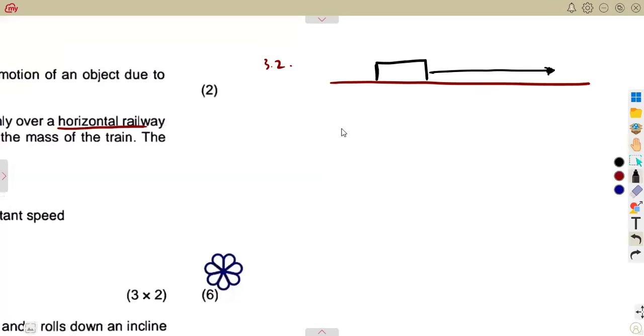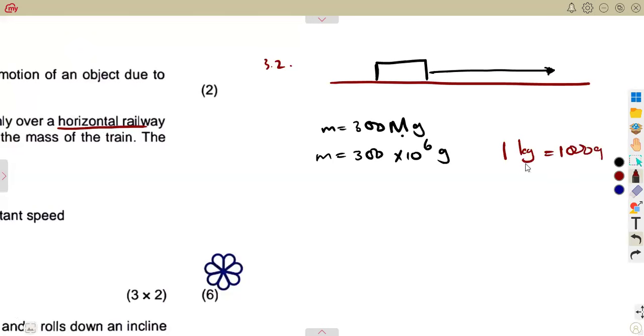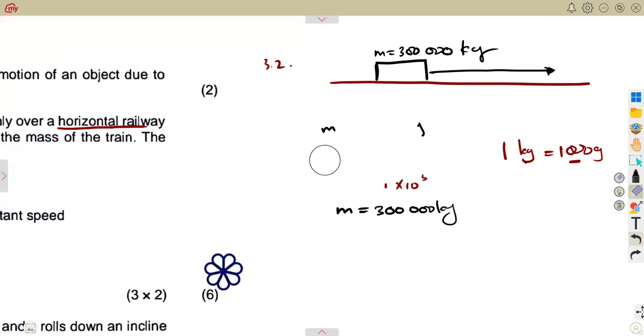Then we have got the mass. The mass there is given as 300 megagrams, and we do understand that mega is simply times 10 to the exponent of 6. So that is 300 times 10 to the exponent of 6 grams. But we understand the mass is taken in kilograms, and a kilogram is equal to 1,000 grams. So just divide this by 1 times 10 to the exponent of 3, which represents 1,000. That is going to give us the mass in kilograms: 300,000 kilograms.